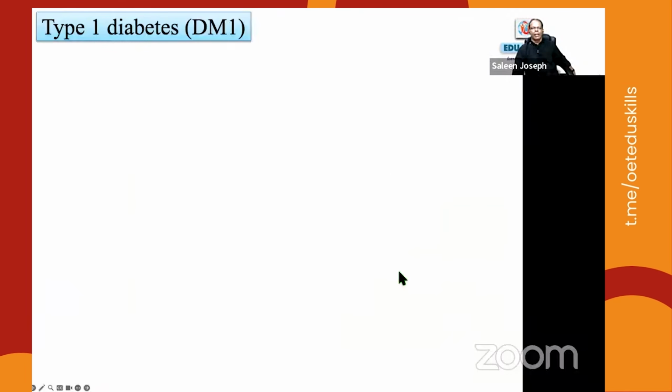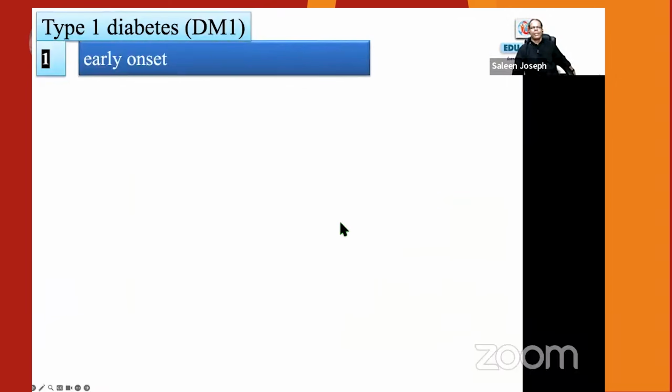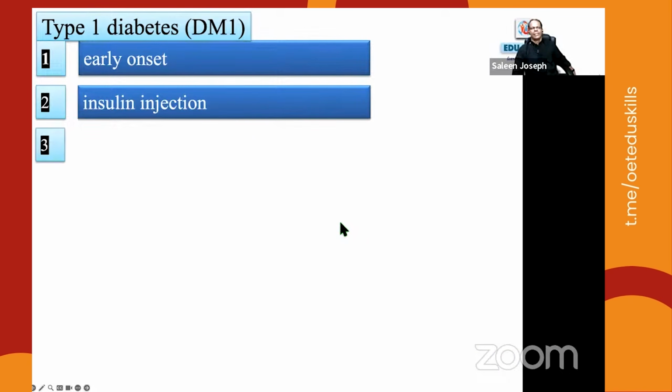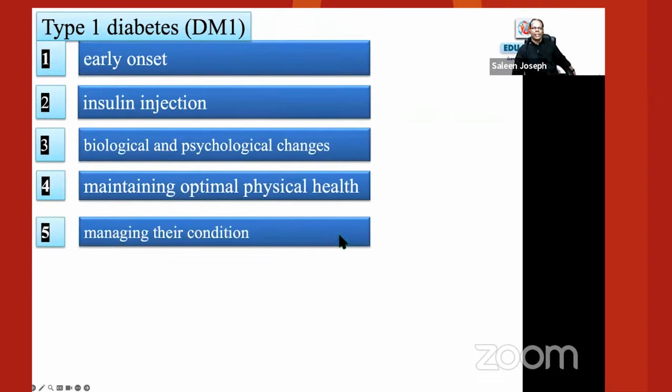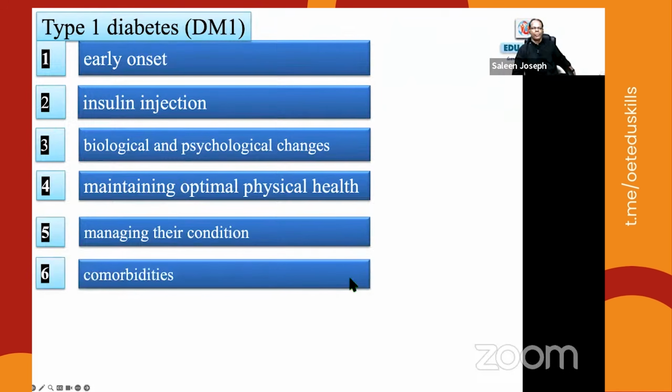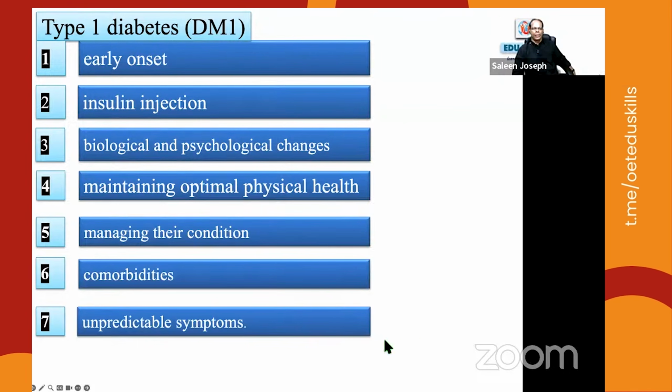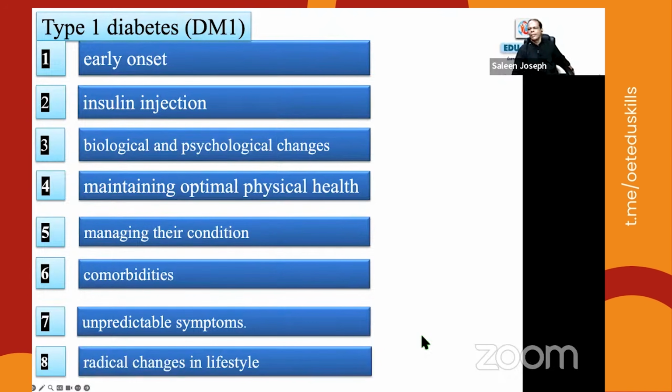Though it looks like a paragraph, it gives: type 1 diabetes early onset, then 2 insulin injection, 3 biological and psychological changes, 4 maintaining optimal physical health, 5 managing their condition, 6 comorbidities, 7 unpredictable symptoms, 8 radical changes in lifestyle. All these are the disruptions in the patient's life. This is what we call the paragraph structure. This is how we have to write down and learn in the initial stages.